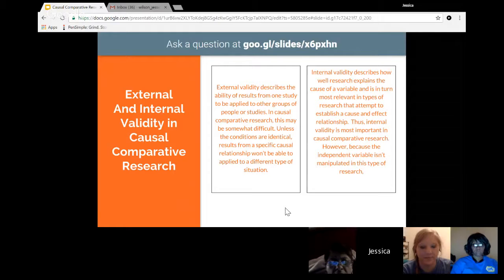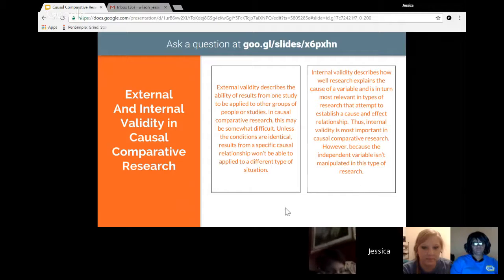So now I want to talk about external and internal validity. External validity describes the ability of results from one study to be applied to other groups of people or studies. In causal comparative research, this may be somewhat difficult. Unless the conditions are identical, research results from a specific causal relationship won't be able to be applied to a different type of situation, because you are trying to establish a specific relationship. So it will be hard to apply results from a cause and effect relationship to any other study that doesn't examine that same type of cause and effect relationship.